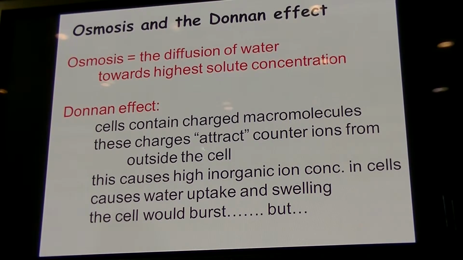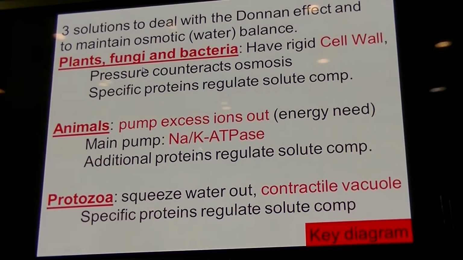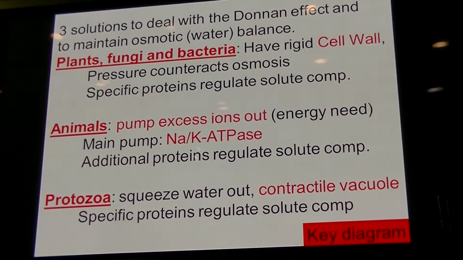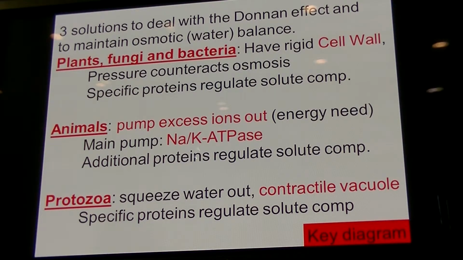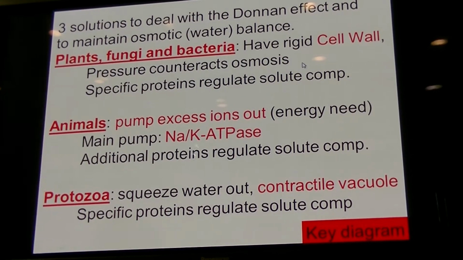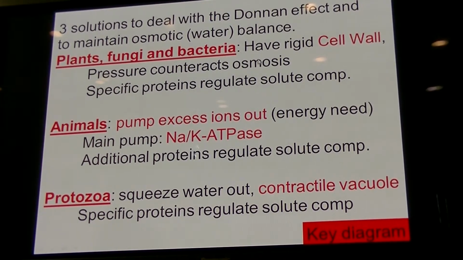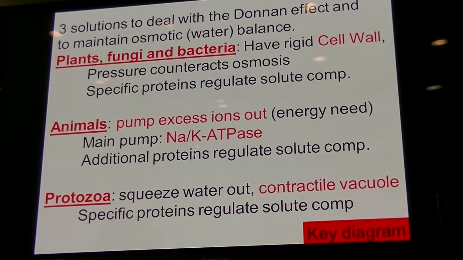But there is a solution. Three solutions are possible. What do plants, fungi, and bacteria do? I already told you, plants have a cell wall. Fungi have that too, bacteria have that also. The cell wall gives counter pressure. So when the cell takes on water by osmosis, the counter pressure from the cell wall simply stops that osmosis. That's just a new equilibrium that is reached. And because of that, we have turgid plants. So the rigid cell wall puts pressure that counteracts the effect of osmosis. So osmosis stops at some point.